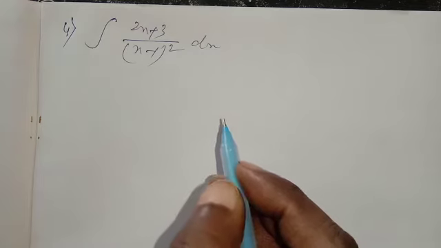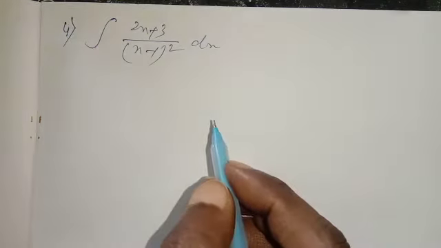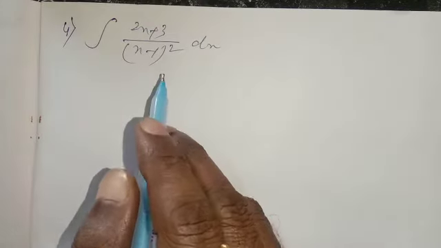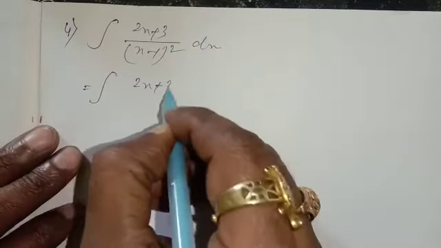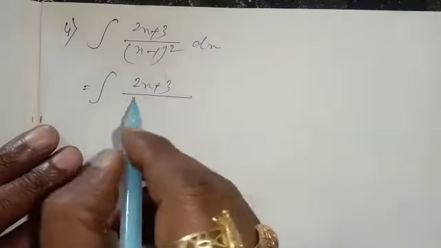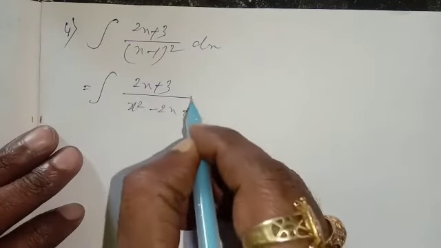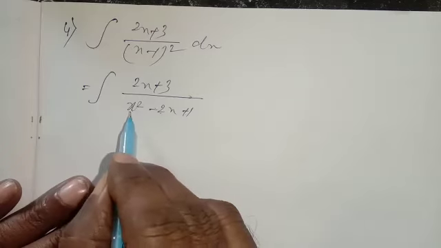See the question number 4. What is given? Integration of (2x plus 3) by (x minus 1) whole square. How to solve? Just see. Just break the denominator: the formula for x minus 1 whole square is x square minus 2x plus 1. So what is the derivative of x square minus 2x plus 1? That will be 2x minus 2.